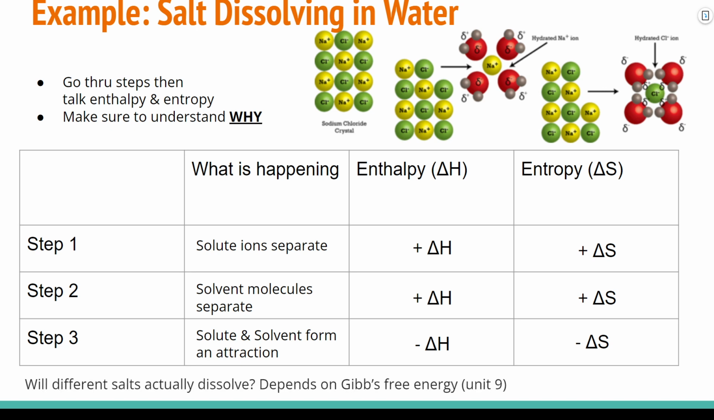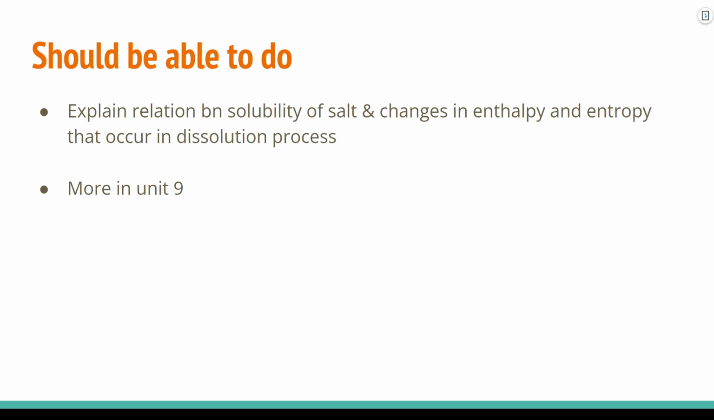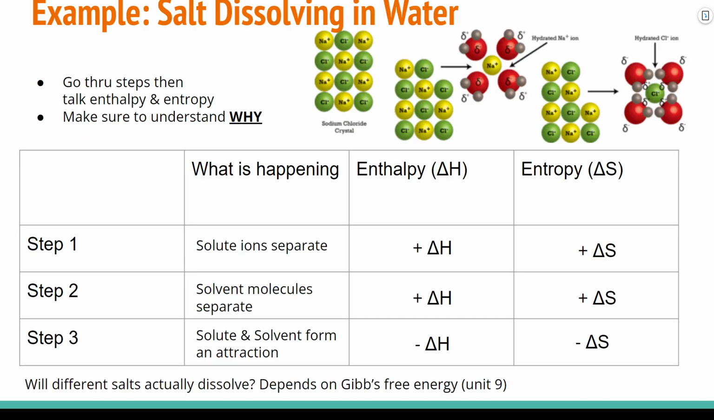Cool. Now, will different salts actually dissolve? We know sodium chloride dissolves. That's just straight up table salt, and we've dissolved that a million times. And so if we're looking at other kinds of salt rather than sodium chloride, then will those dissolve? And so that's going to depend on delta G, which is going to be unit 9. And so this section, honestly, all you need to know is the relation between solubility of the salt and the changes in delta H and delta S to see the dissolution process that we just went over here.